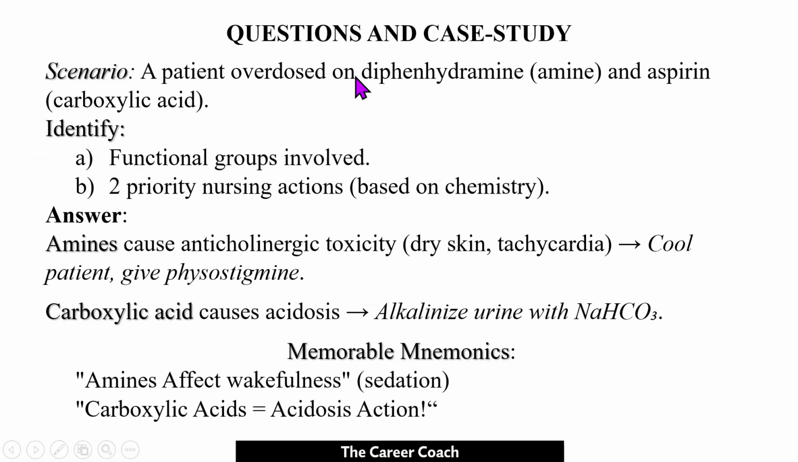So here is a scenario. A patient is overdosed with diphenylhydramine, which is an amine, and aspirin, which is the carboxylic acid. Number 1, identify the functional groups involved. You should tell me the functional group involved in the comment section. Number 2, list 2 priority nursing actions based on chemistry. So the 2 nursing actions are what we'll talk about.